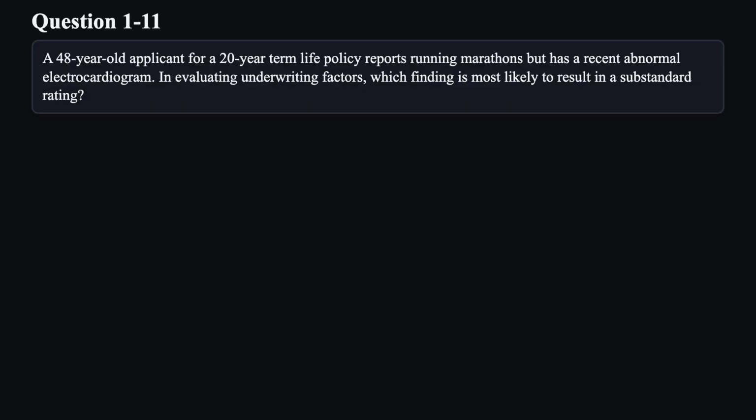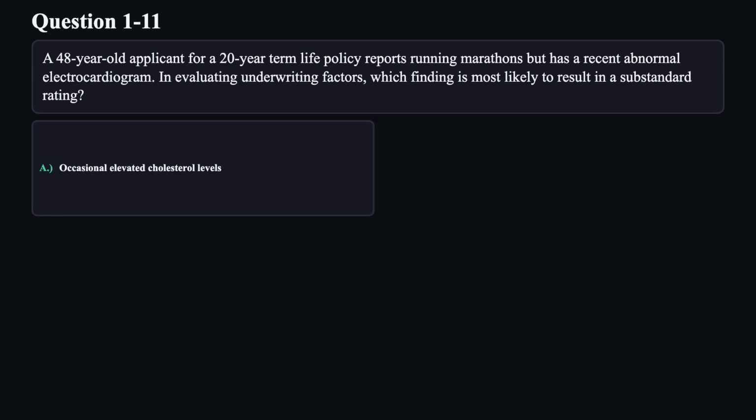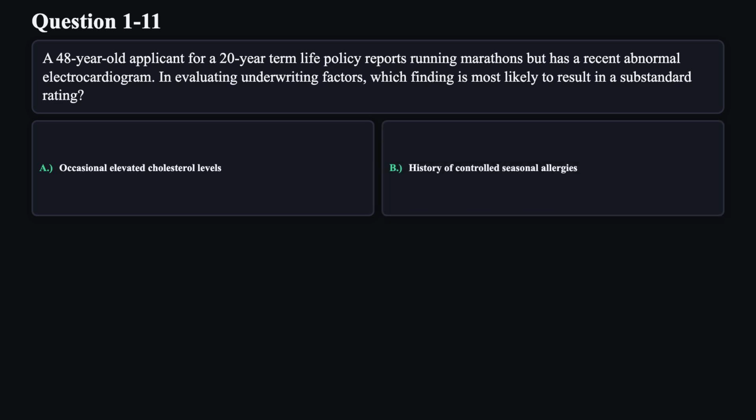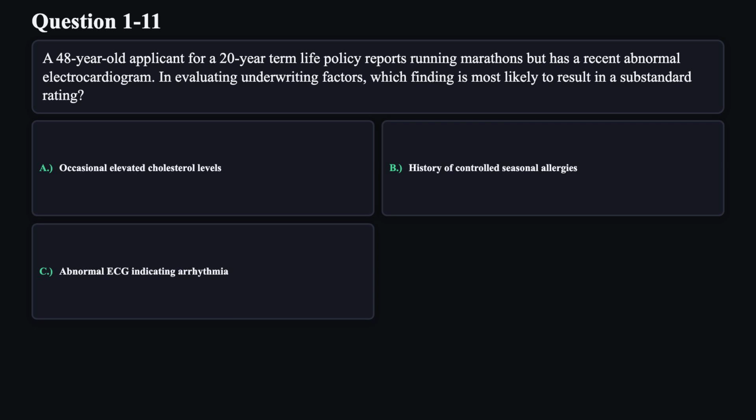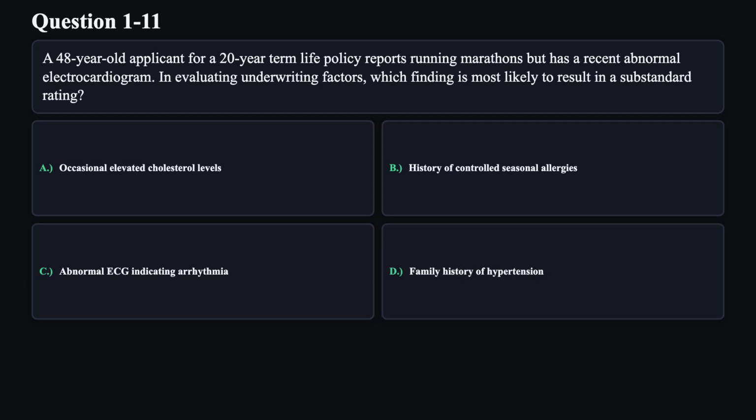Question 11. A 48-year-old applicant for a 20-year term life policy reports running marathons, but has a recent abnormal electrocardiogram. In evaluating underwriting factors, which finding is most likely to result in a substandard rating? A. Occasional elevated cholesterol levels. B. History of controlled seasonal allergies. C. Abnormal ECG indicating arrhythmia. D. Family history of hypertension.